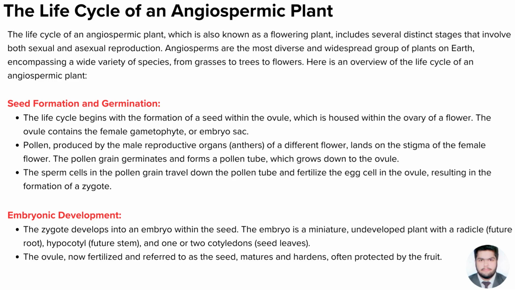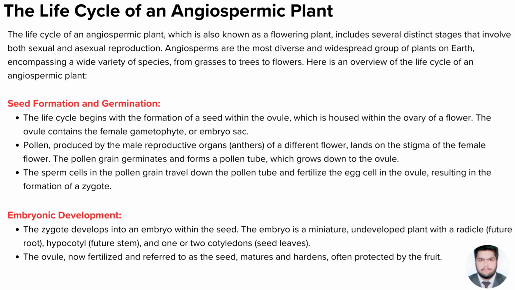The pollen grain germinates and forms a pollen tube, which grows down to the ovule. The sperm cells in the pollen grain travel down the pollen tube and fertilize the egg cell in the ovule, resulting in the formation of a zygote.